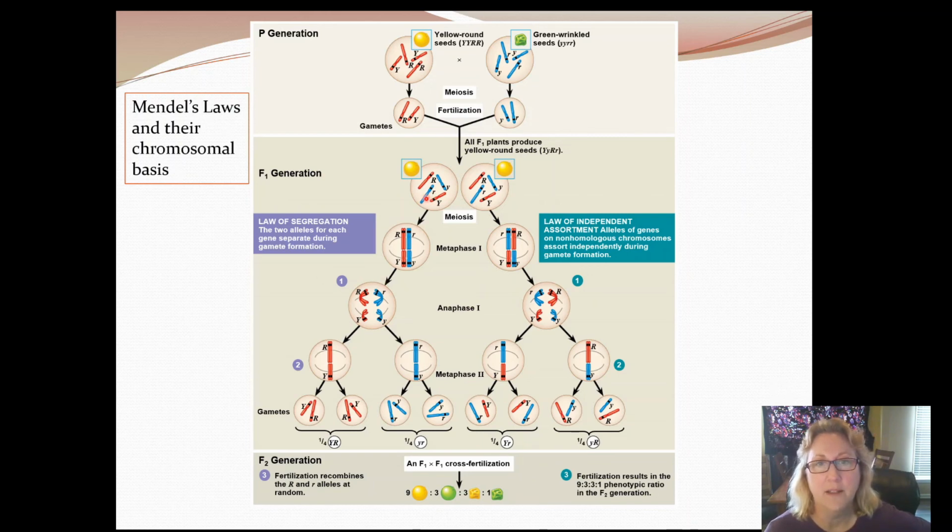If yellow versus green and round versus wrinkled, if those two genes were in fact on the same chromosome, we would not get an equal distribution of all possibilities here. In fact, we would get more of the parental types, which would be the Mendelian parental types here, the two dominants or the two recessives.